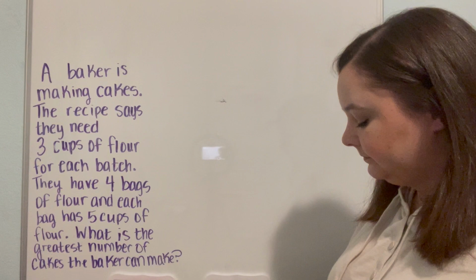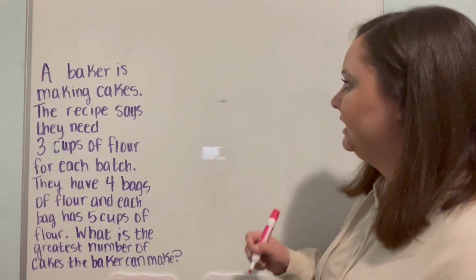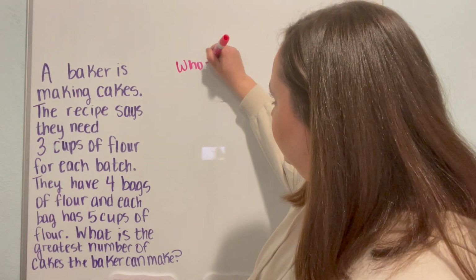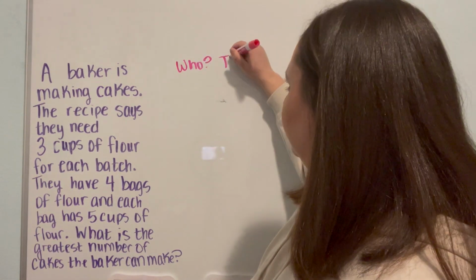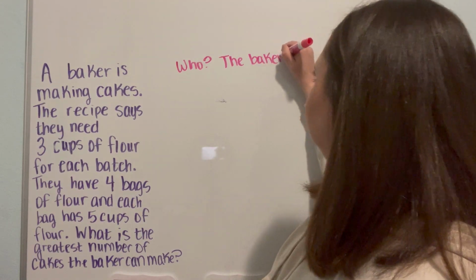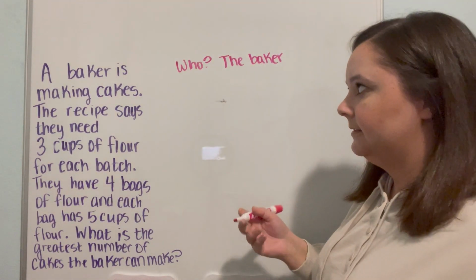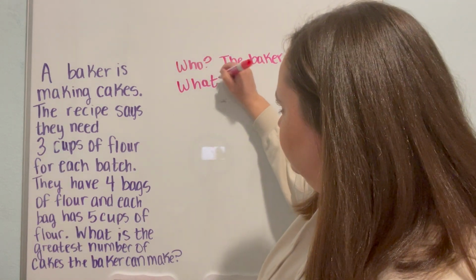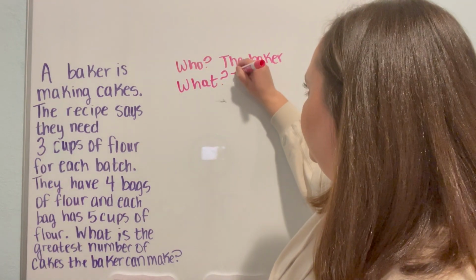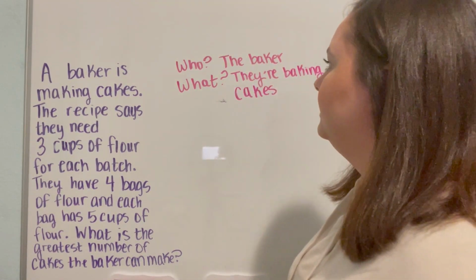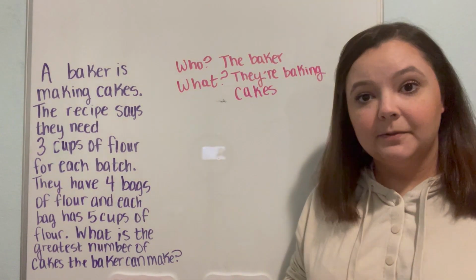So what I've learned in this first read is that our who is the baker. And what. So what they are doing is they're baking cakes. Now that's all I need to do for my first read.